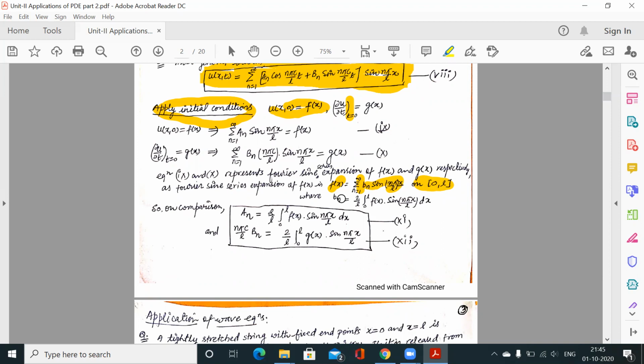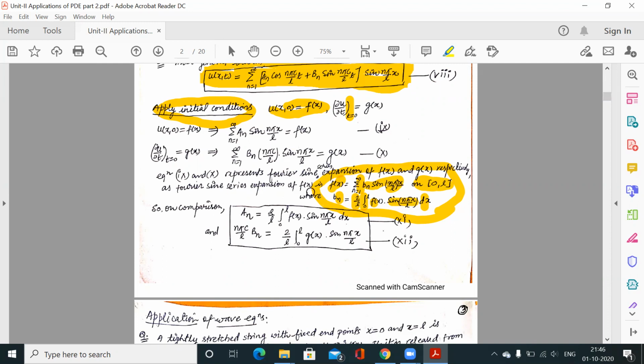And what was b_n there? The b_n in this series expansion was 2 by l, integral from 0 to l of f(x) sin(n pi x by l) dx. So you have to recall this from the last semester, the Fourier sine series expansion or half range sine series expansion. When we have an interval like 0 to l, in this interval we have the sine series expansion of f(x), the summation of b_n sin(n pi x by l), where b_n is 2 by l integral 0 to l f(x) sin(n pi x by l) dx.